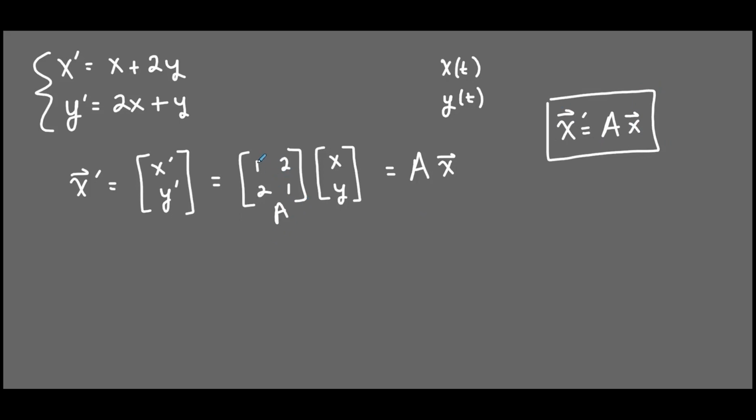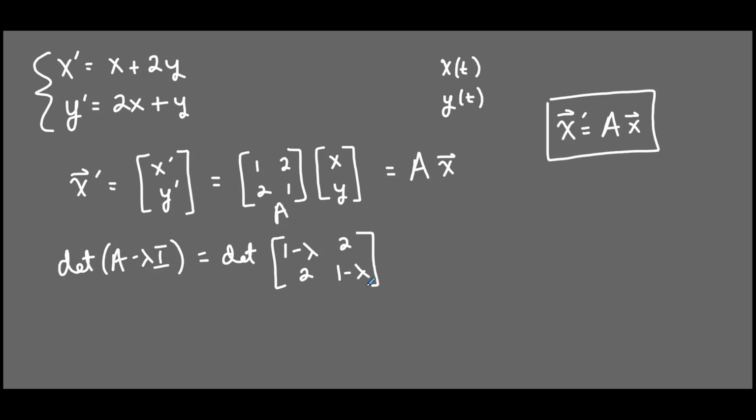So to find the eigenvalues of A, we need to find the determinant of A minus lambda I. Lambda is a constant. So just like you did in linear algebra, you're going to subtract lambda from the main diagonal of A. Leave the other entries alone. And we'll take the determinant. So here, it's a 2 by 2, so it's going to be easy. So this is 1 minus lambda squared, and then minus 4.